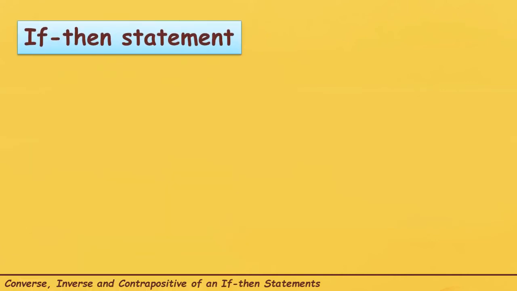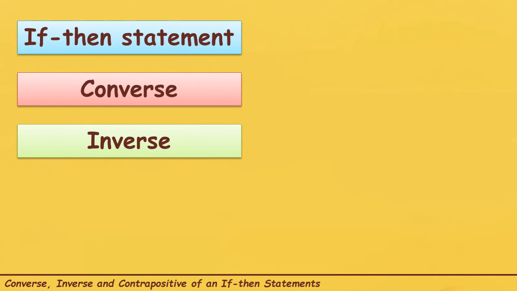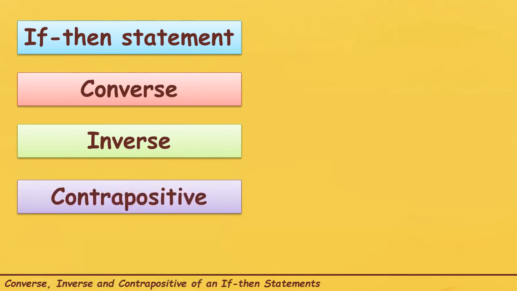Okay, so those are the 3 important words for today. We have the converse, inverse, and contrapositive. So for us not to forget these words, let us summarize them. So una, meron tayong if-then statement or what we call as conditional statement. We also have converse, inverse, and contrapositive. So these are the important words for today.